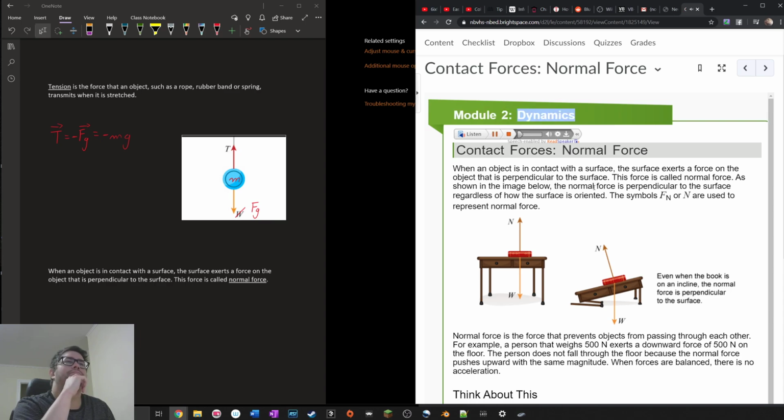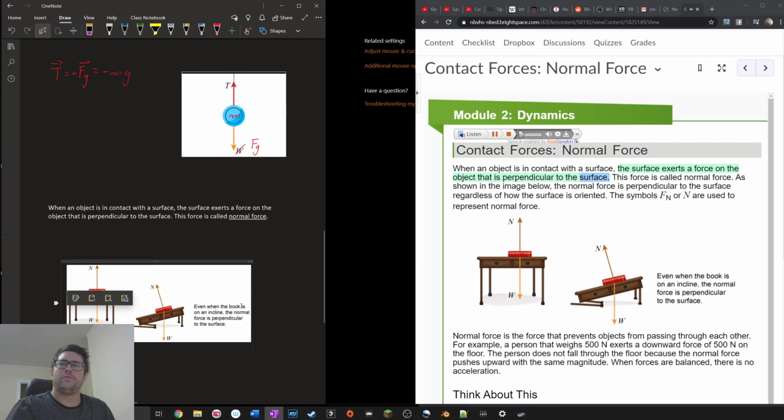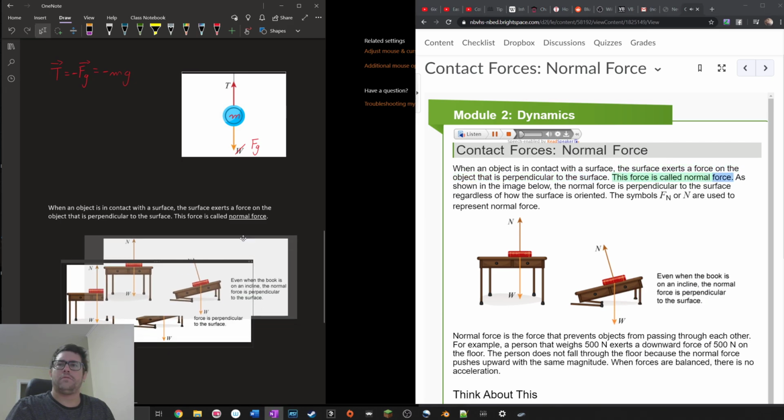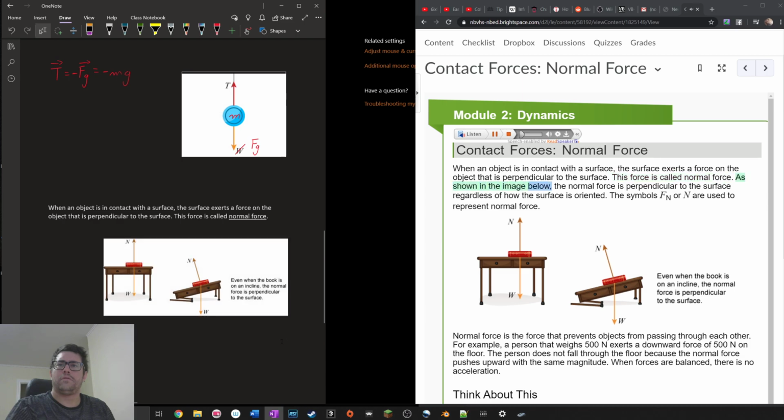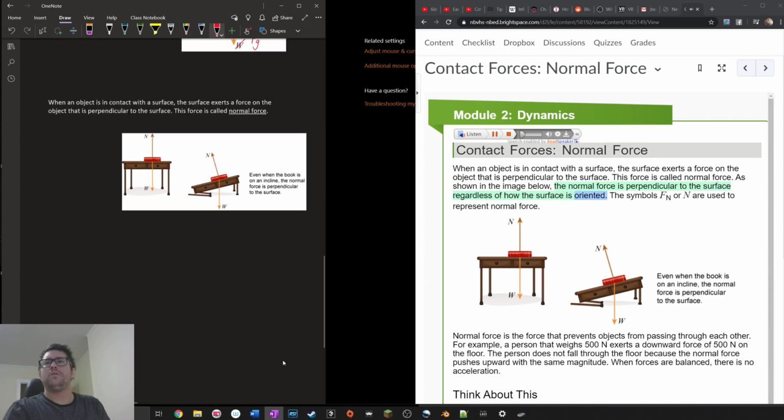Module 2, Dynamics. Contact forces, normal force. When an object is in contact with a surface, the surface exerts a force on the object that is perpendicular to the surface. This force is called normal force. As shown in the image below, the normal force is perpendicular to the surface regardless of how the surface is oriented. The symbols Fn or N are used to represent normal force.